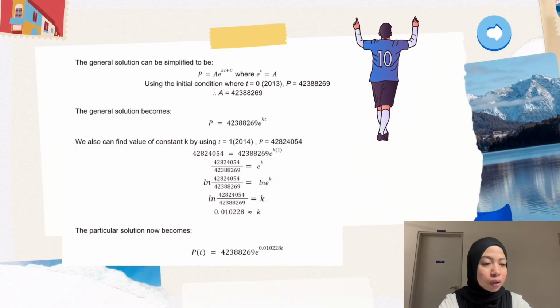So from this general solution, we are going to use data from the year 2000, and then we can obtain the value of A. Now we can rewrite our general solution like this. Next, we can also use the data from 2010 to search for the value of k. Now that we have the A and k values, we can write our particular solution as P(t) equals 42,388,269 e to the power of 0.0102 t.